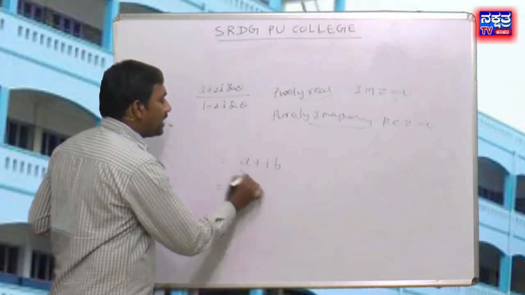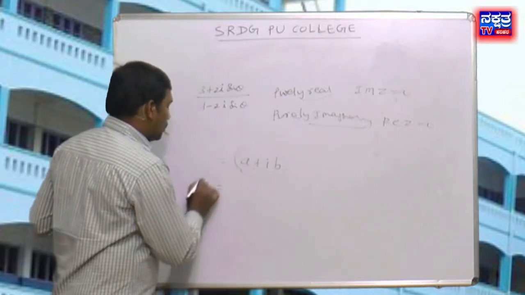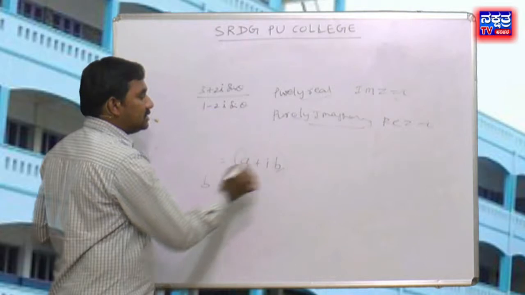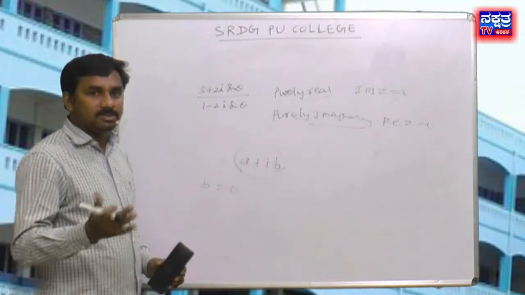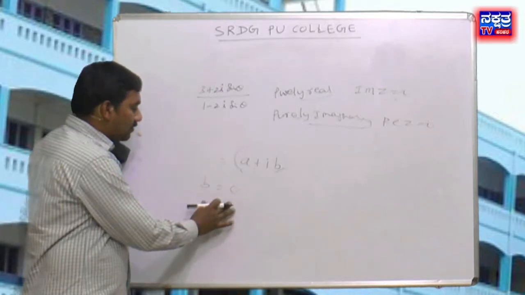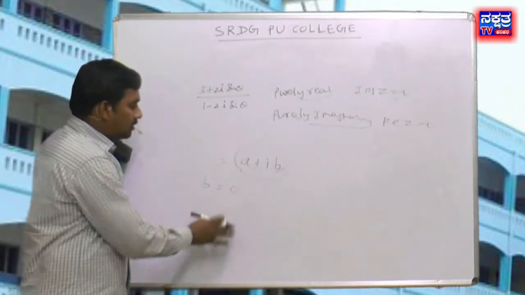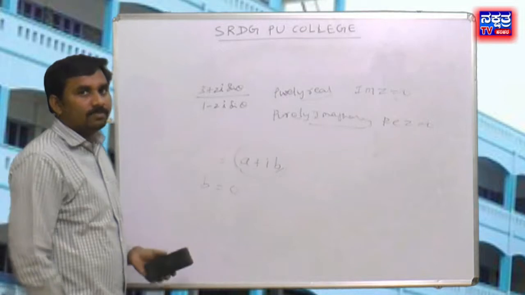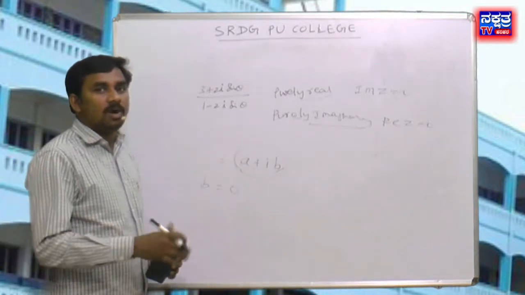Then to make it purely real, we have to take the imaginary part as 0, that is b equal to 0. Then we will get one trigonometric equation. When that trigonometric equation is satisfied, we have to follow the solution. So to see that solution, watch the monitor.